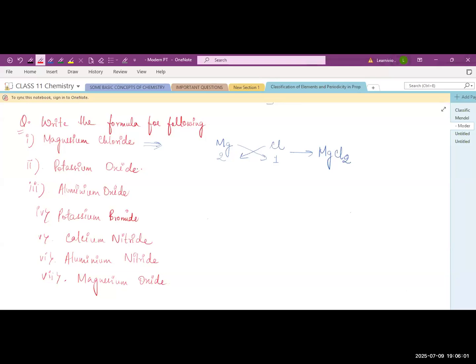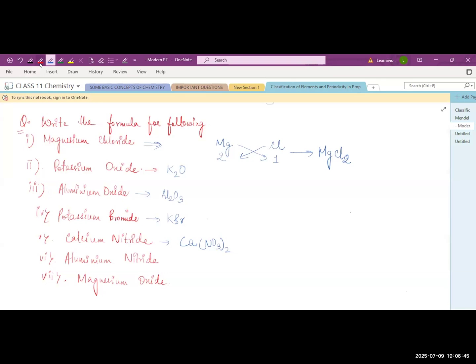Done, Sanidhi? Yes, ma'am. Okay, tell me for potassium oxide. Okay, K2O. Very good. Aluminium oxide. Al2O3. Very good. Third one, potassium bromide. KBr. Good. Calcium nitride. Ca bracket NO3 2.